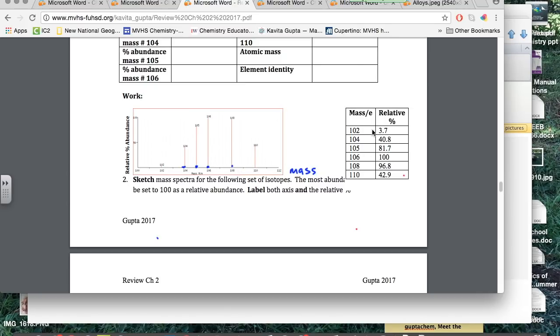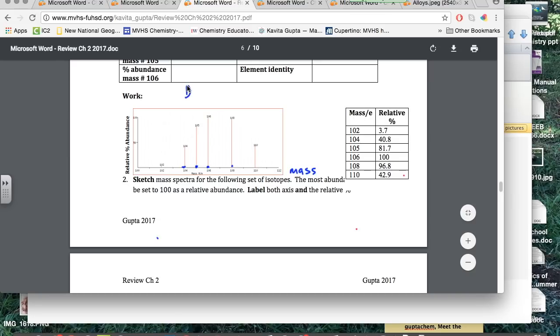If you see that all the percents don't add up to 100, then this is relative abundance, not percent abundance. And then you change it with the highest one out of 100%. Okay? From mass spectroscopy data, you can calculate average atomic mass.